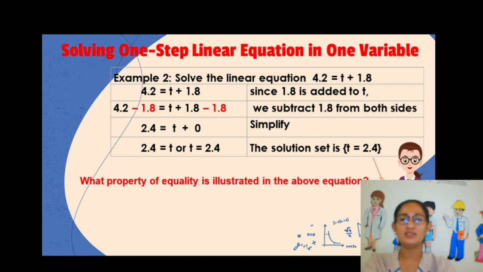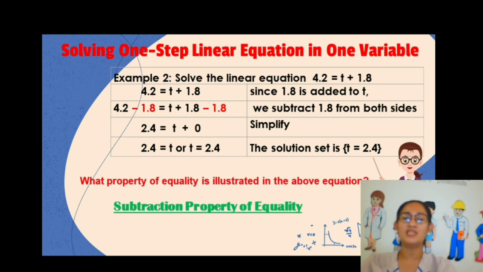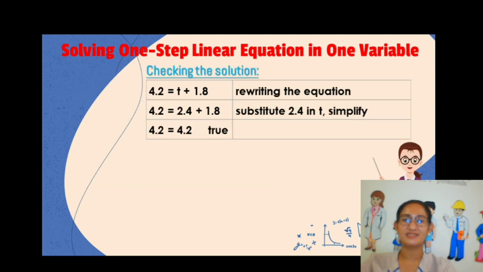What property of equality is illustrated in the above equation? Correct. Subtraction property of equality. Let's check our solution. 4.2 equals t plus 1.8 is our equation. Substitute 2.4 for t and simplify. It will give us the result 4.2 equals 4.2.